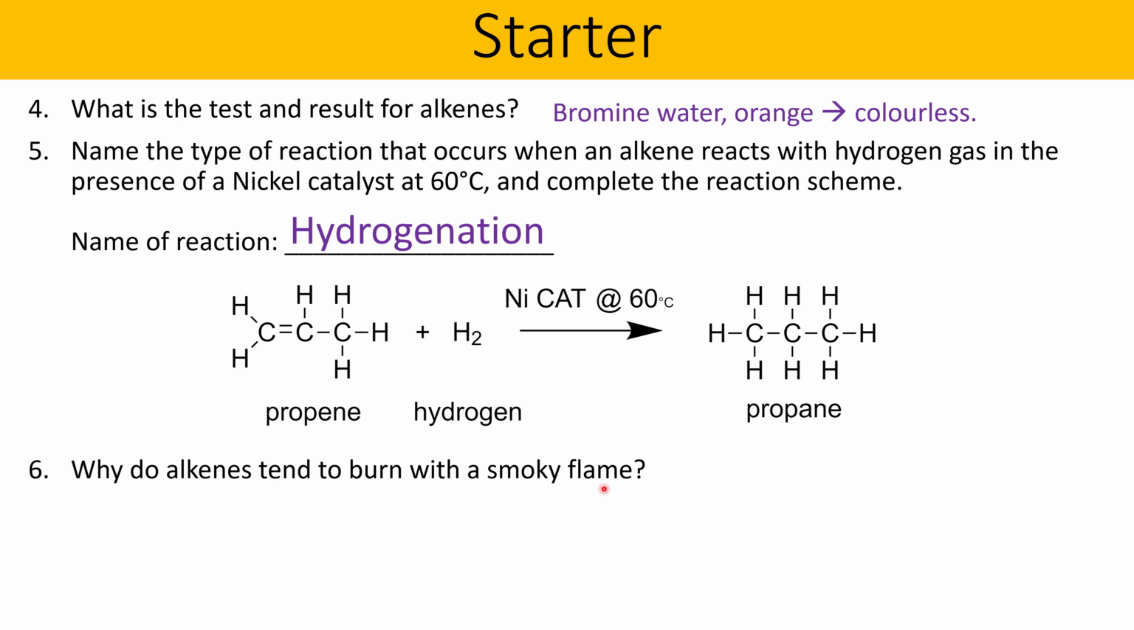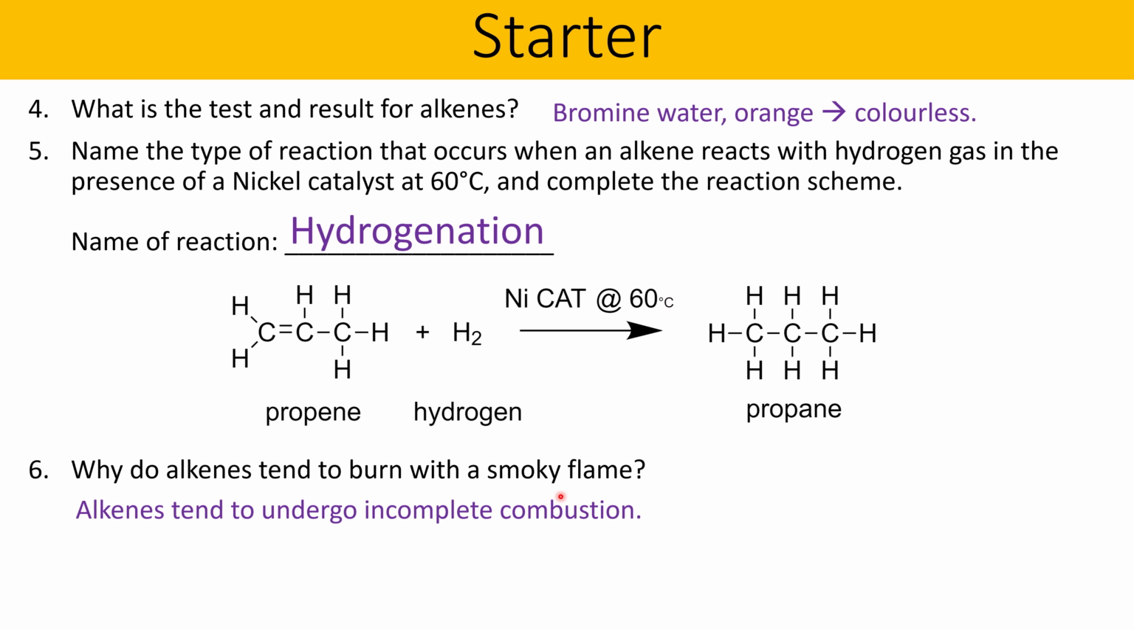Alkenes tend to burn with a smoky flame because they have a tendency to undergo incomplete combustion instead of complete combustion. Remember that there are 2 potential routes for incomplete combustion, one of which produces particulates of carbon, also known as soot, which produces smoke in this case, or the other of which produces carbon monoxide gas, which is toxic but difficult to detect because it's colourless and odourless.